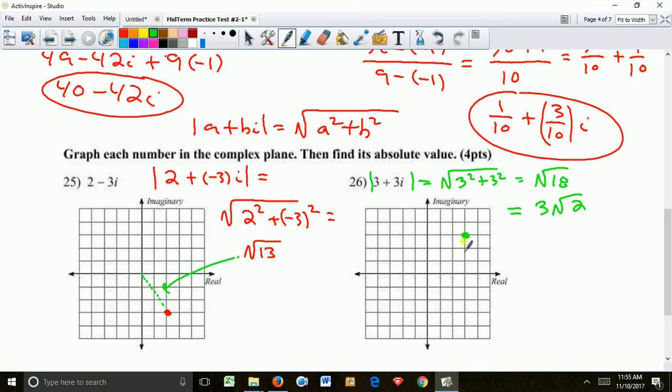All right, are we good with imaginary numbers? Moving on to the last parts. Solve each equation with the quadratic formula. Final answers must be in simplest radical form.